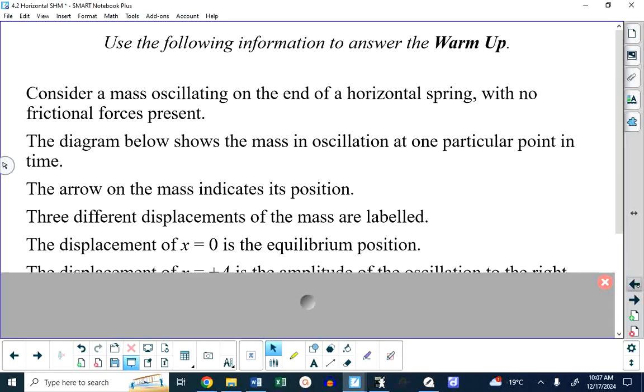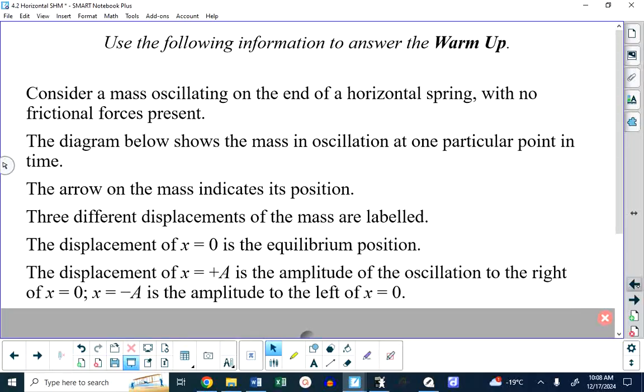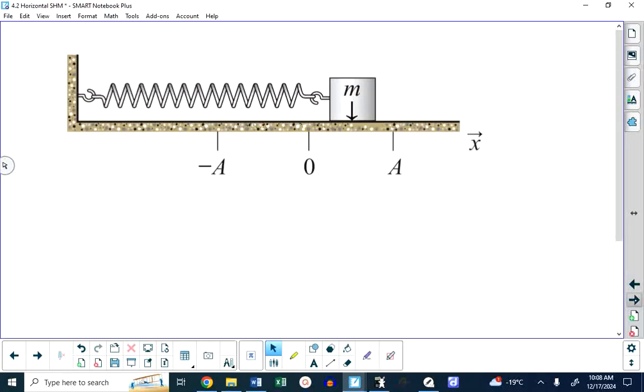On this diagram then, the negative A is the amplitude to the left of the equilibrium position. The positive A is the amplitude to the right. So this arrow is going to be oscillating. I won't move the mass, but this arrow is going to be oscillating from here to here to here to here. And because it's frictionless, and we're assuming that there's no friction even in the spring, which is ridiculous.